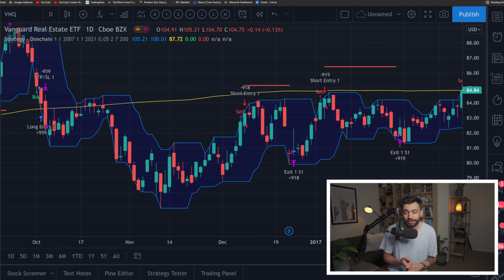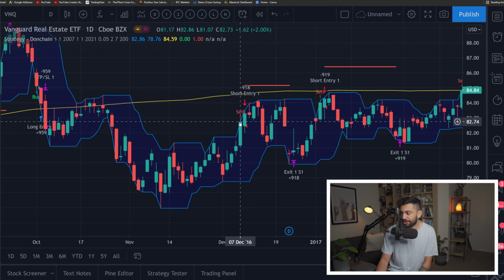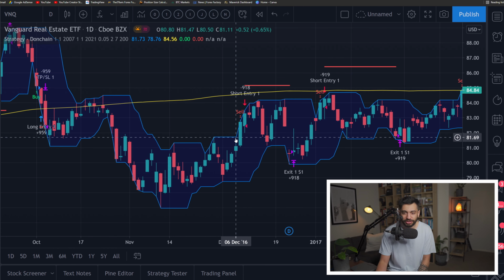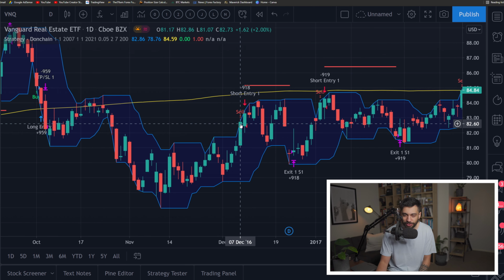The first being, of course, is the price has to be below the 200 simple moving average for shorts instead of above the 200 for longs. So we're looking at price being below. The second condition is that the close has to be above the upper band of the Donchian channel. So we can see over here that price actually closed above the previous Donchian channel high, which is here. So we've got a cross above the Donchian channel. So price closed above here. We've confirmed the close. So we enter in short there.